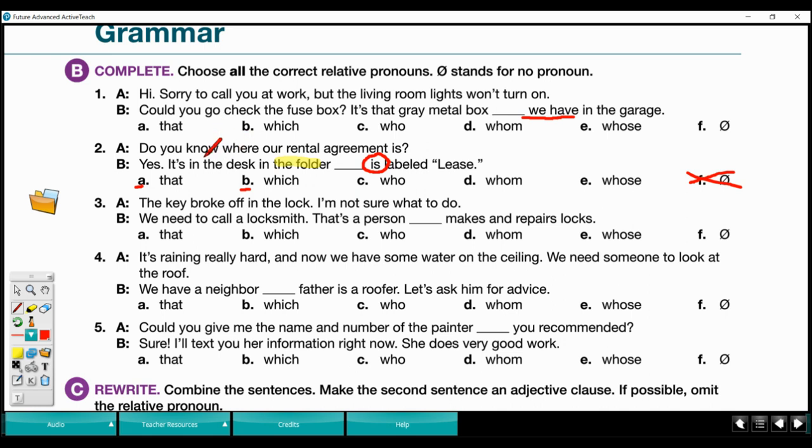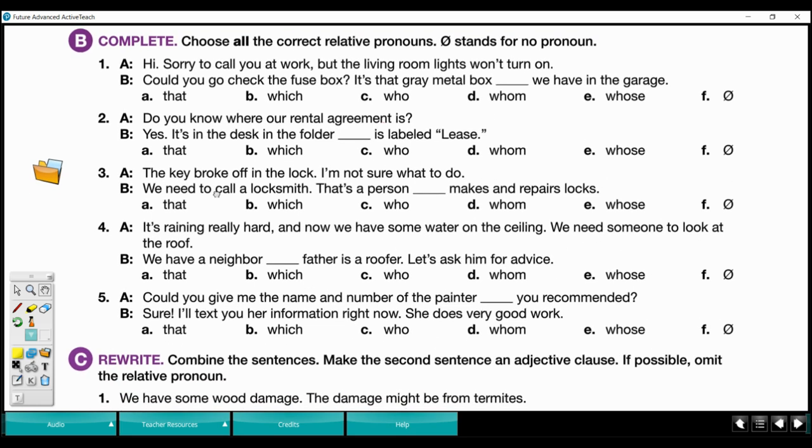So where is the rental agreement? It's in the desk in the folder that is labeled lease or which is labeled lease. Can't use who or whom because they are for people. Can't use whose because that comes before a noun. And we have to have one. We have to have something that can't be omitted because we only have a verb.